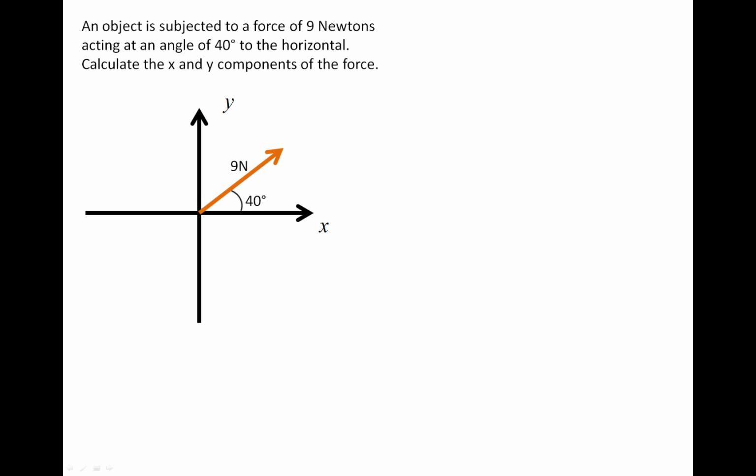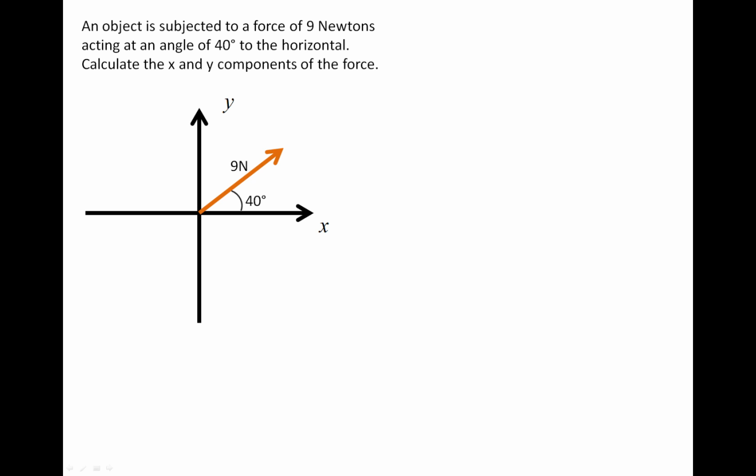An object is subjected to a force of 9 newtons, acting at an angle of 40 degrees to the horizontal. Calculate the x and y components of the force. So what we should note here is that the 9 Newton force has some length in the x direction and some length in the y direction.